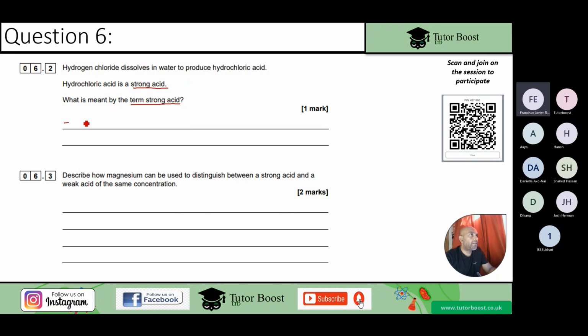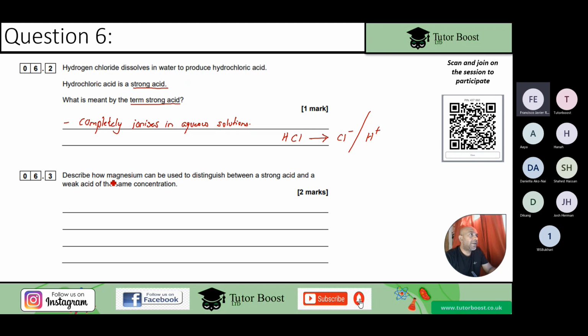So a strong acid completely ionizes in aqueous solutions. What does ionize mean? You can use the word dissociates as well, meaning that when you have hydrochloric acid, it simply breaks down into Cl- and H+ ions when it's in water. So you have H+ ions. Now, if it's a weak acid like ethanoic acid, you're not going to have all of the molecules of ethanoic acid breaking down, forming a positive and a negative ion, the H+ ions.